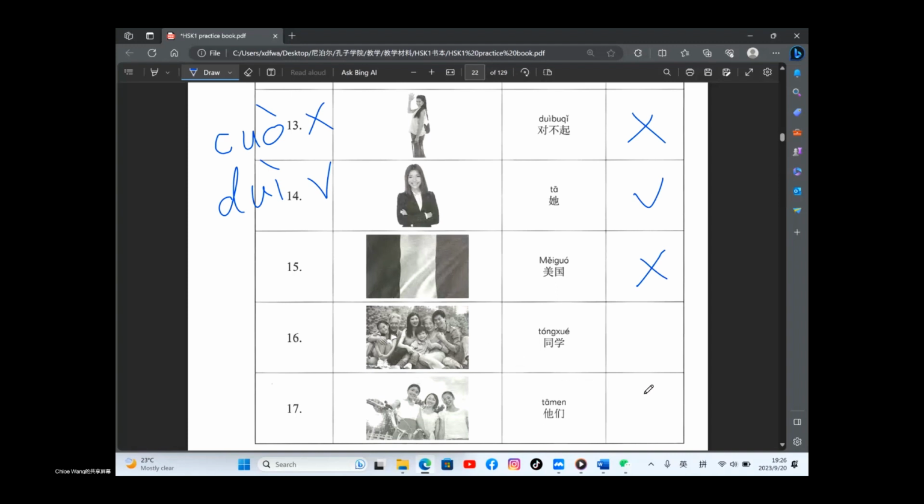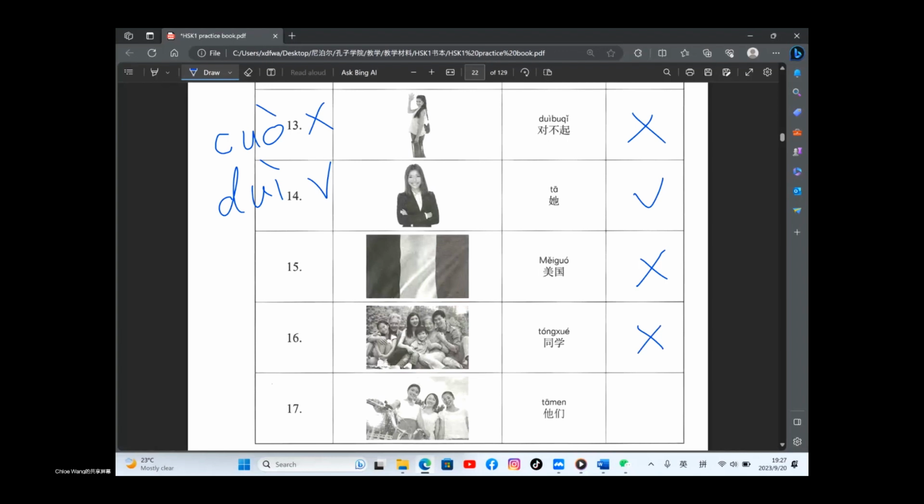Question 16. 同学 means classmates, while this picture here is a family. 他们是一家人. They are family. So 16 is wrong. Question 17.